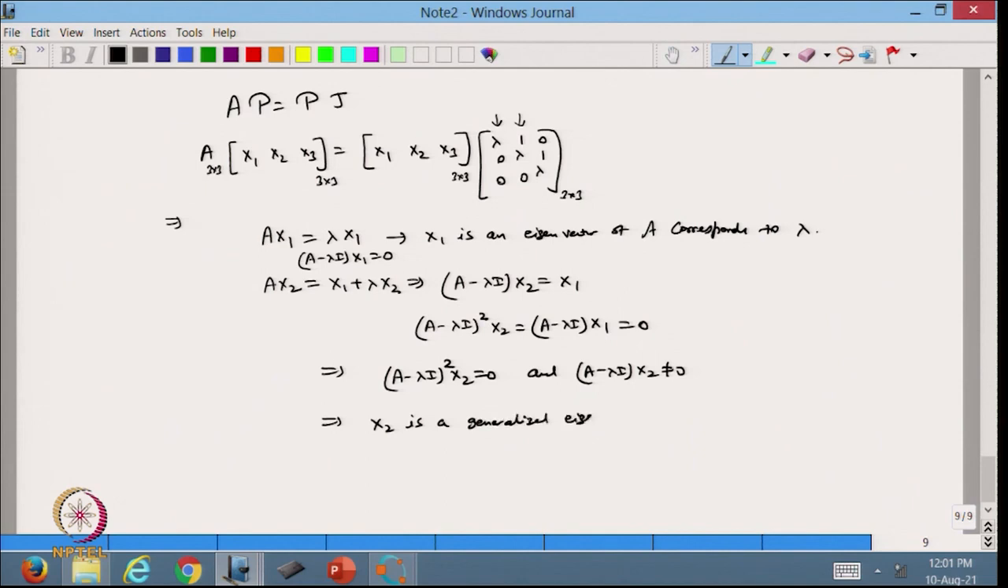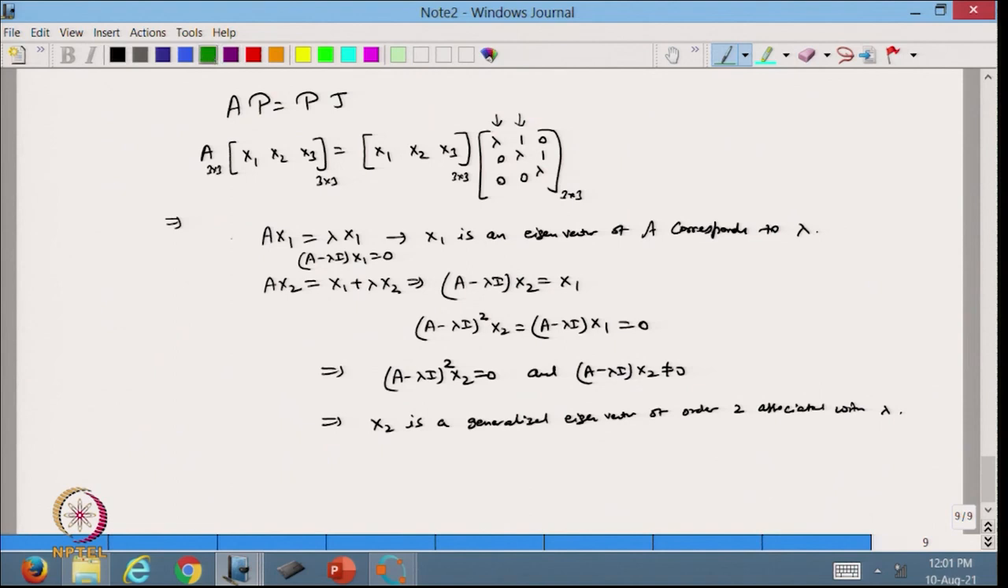generalized eigenvector of order 2 associated with lambda. So, this is what we are able to write.